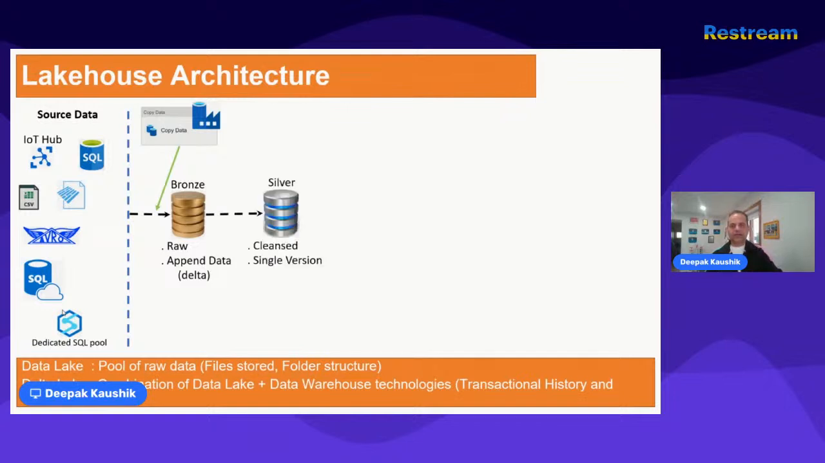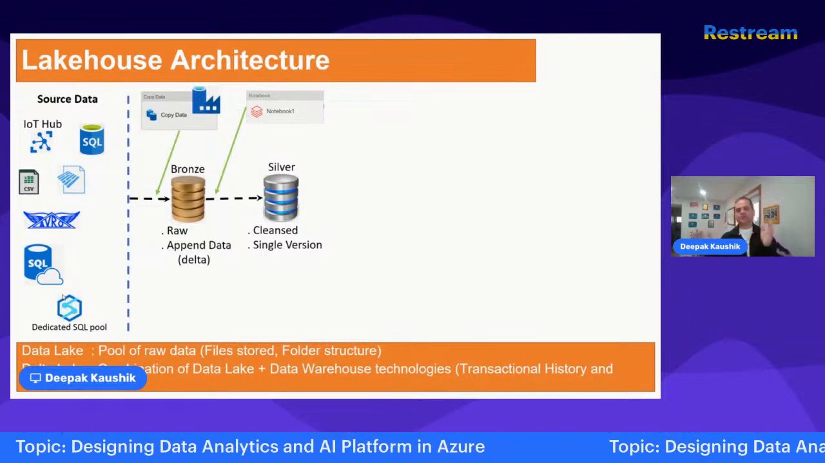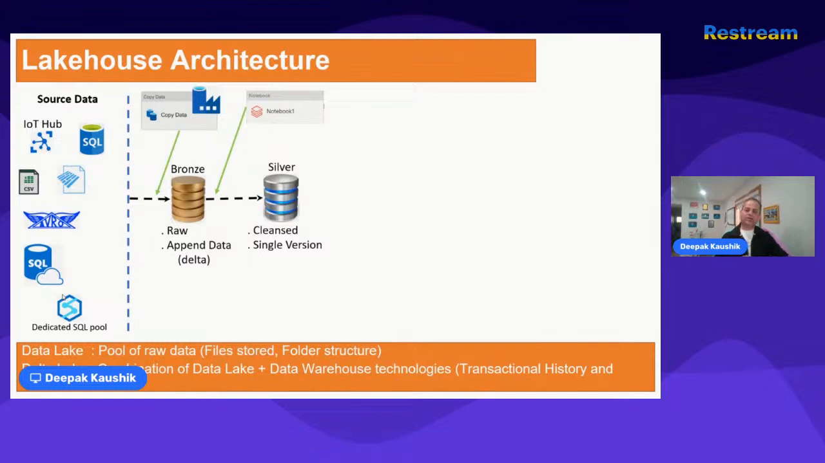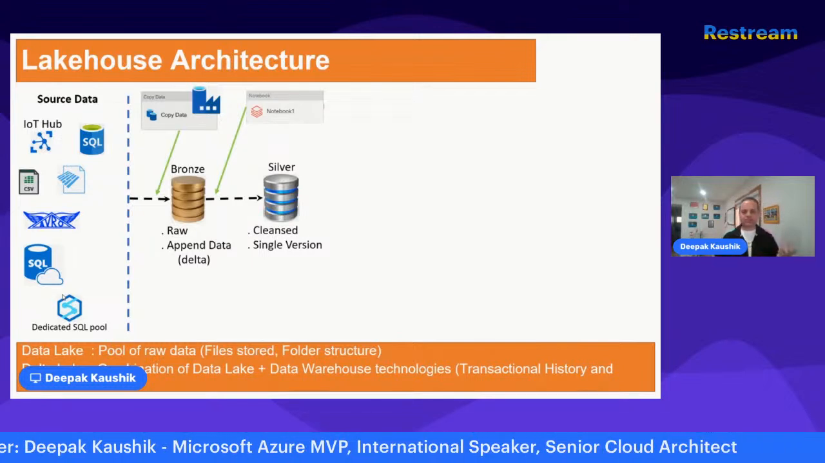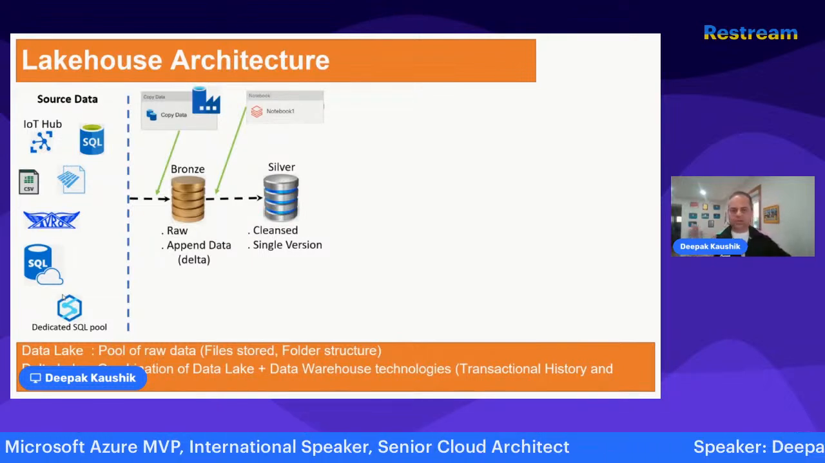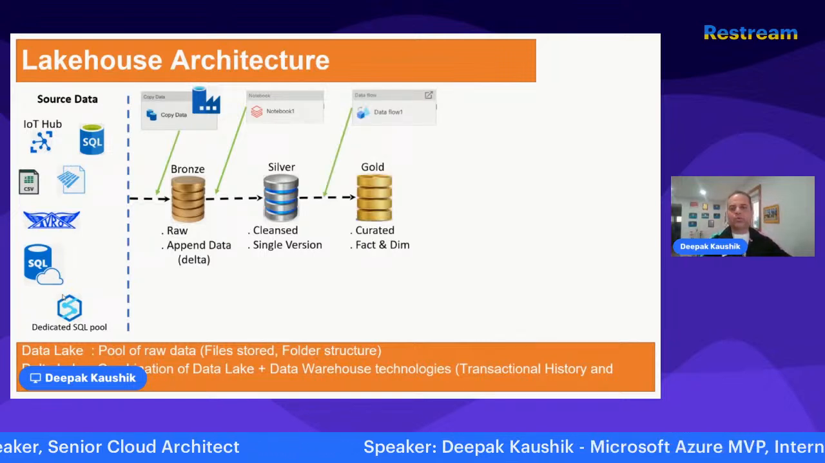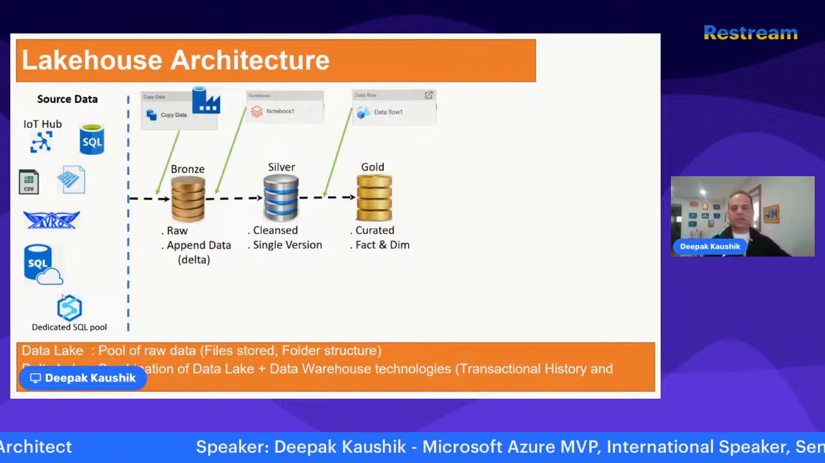And once I have that data available, I clean that data, massage that data, and save it into the silver folder. And how could I achieve that? With a notebook, whether that notebook is on the Databricks side, or whether that notebook is on the Synapse side, it does not matter. So we transform that data and save it into the gold, which is curated, which is fact and dim.